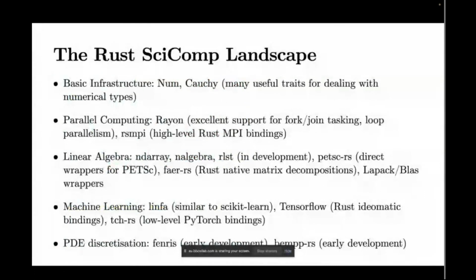Yeah, a few last words about the Rust scientific computing landscape. There's actually a lot of very mature stuff already out there. So in terms of basic infrastructure, the packages I'm constantly using are num and Cauchy, which have very many useful traits to work with numerical types. By the way, I want to say that the standard lib in Rust is very small. So a lot of things that in other languages are part of the standard lib, you actually have in Rust as external packages.